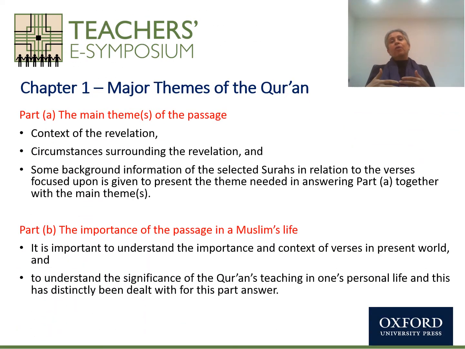The textbook follows the pattern of how the students are eventually going to be examined. Part A of Chapter 1, the Quranic passages, deals with the main themes of the passages, surahs and ayahs that have been selected. Here, in giving a description of the themes, I have dealt with the context of revelation, the special circumstances that may be surrounding revelation, and I've also given background information for some surahs.